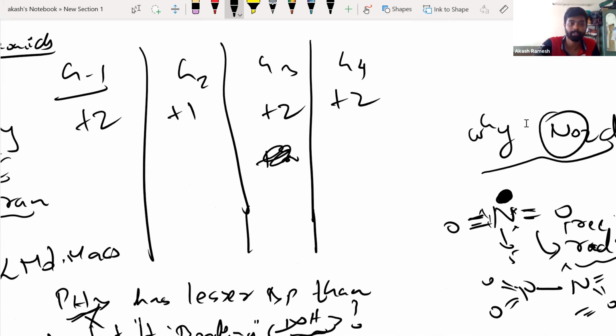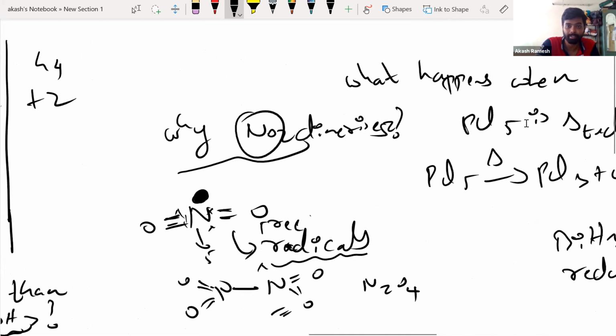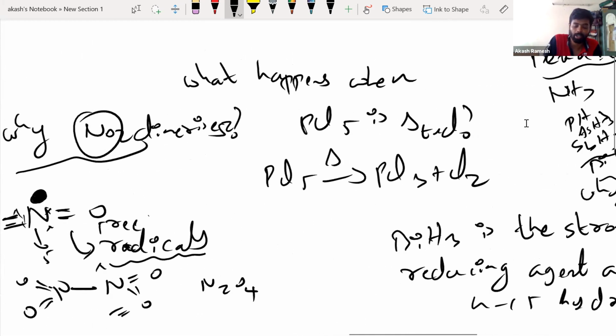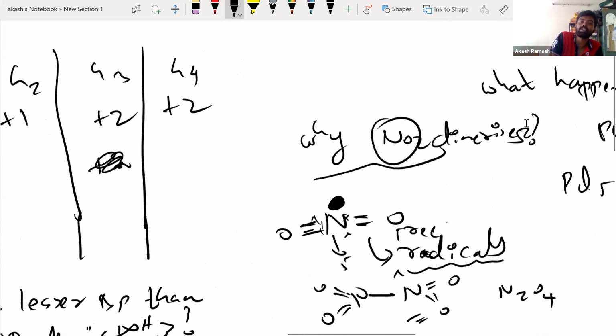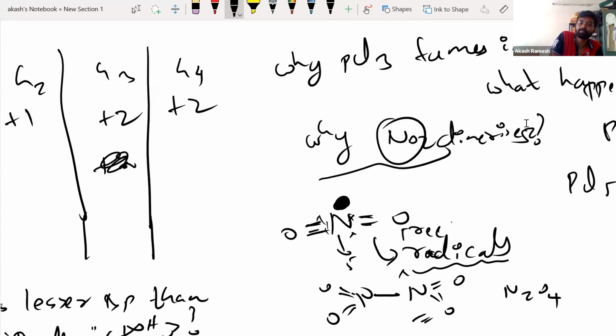Next question for group 1. Okay, group 1, your question is: why does PCl3 fume in moisture? You know what fuming is, right? A lot of fumes coming out. When there is moisture present, PCl3 will give fumes. Why? You have 1 minute to answer the question.